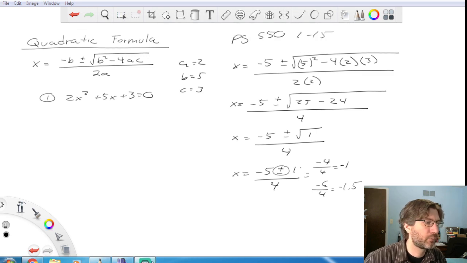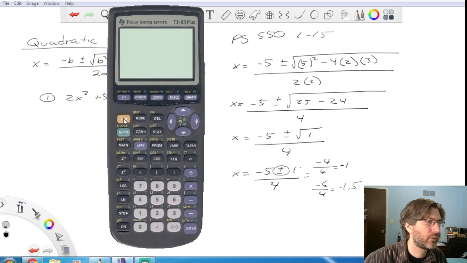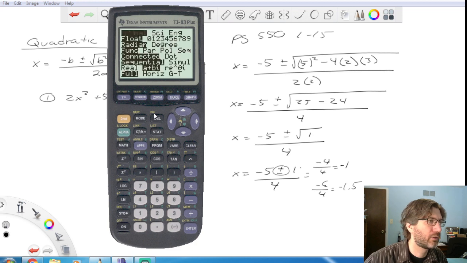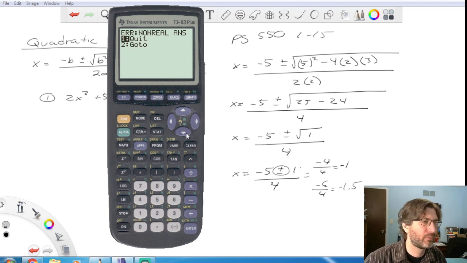Your calculator doesn't do imaginary numbers by default if you're using a calculator like this. If you do the square root, actually mine might be set to it. If you're ever finding yourself doing the square root of a negative number, yeah, mine's set to it. Yours is probably not set to it. You ever find yourself doing the square root of a negative number, you get no real answers come up on your calculator. So there is a chance that you will get no real answers for these. Just be aware of it.